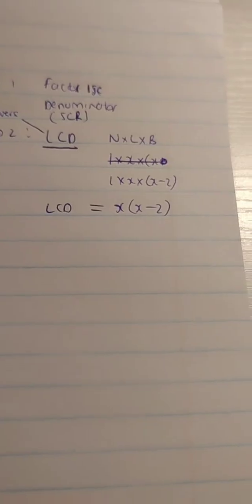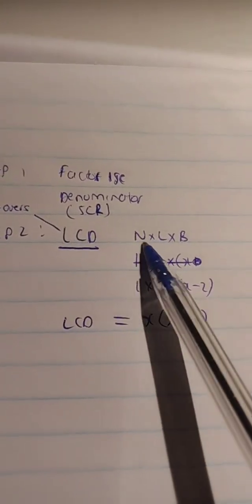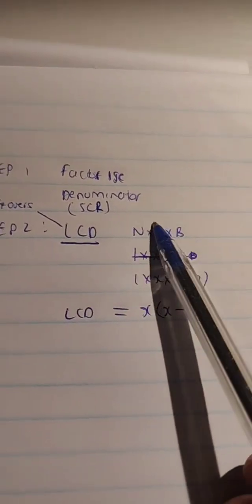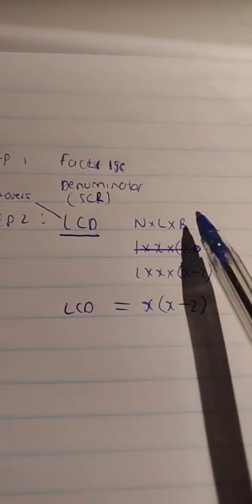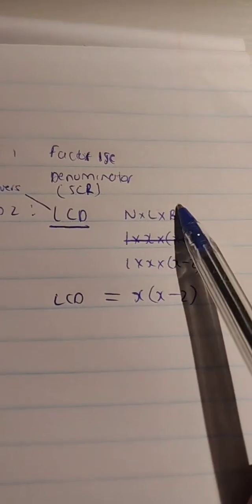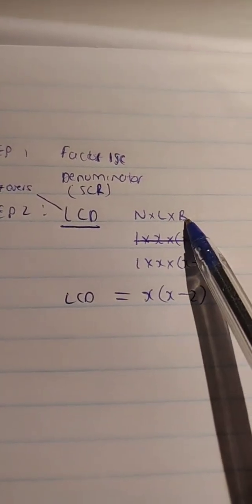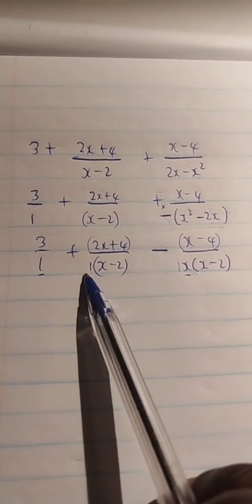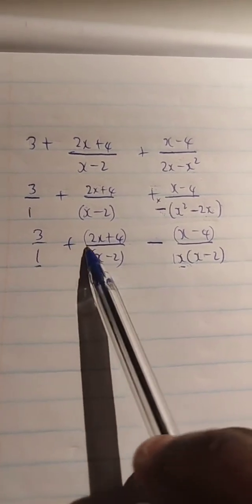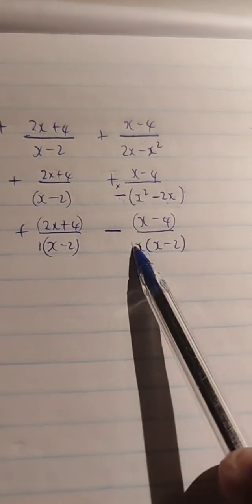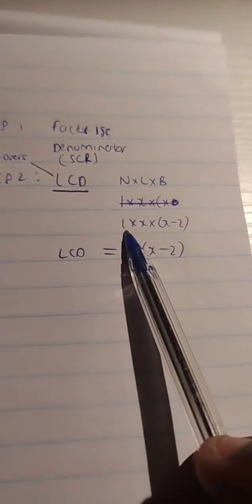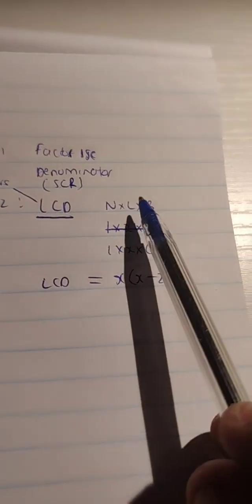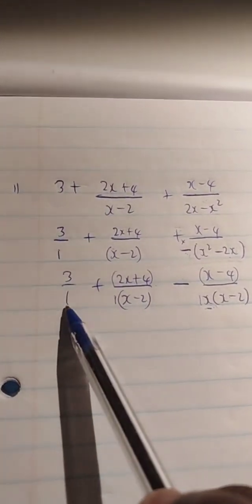Okay, so I hope we are together here. How did we get the LCD? The product of the lowest common multiple number, the lowest common multiple letter, and the lowest common multiple bracket. For the number, we look at the number alone, the number before the bracket, the number before the variable. We compare and ask what is the lowest common multiple. It is 1.